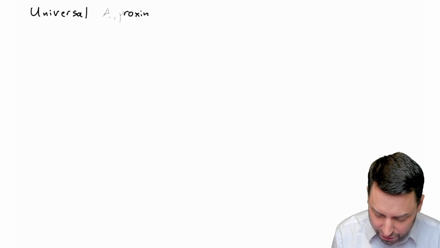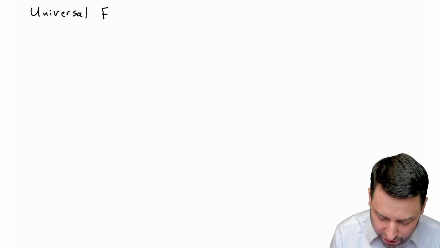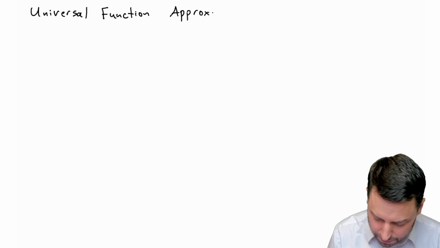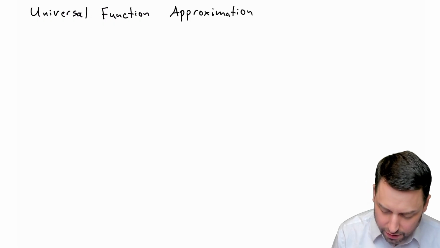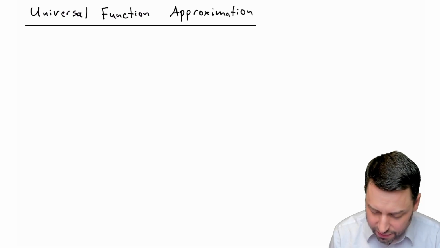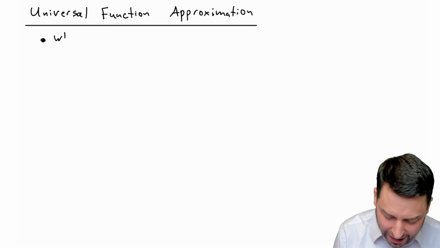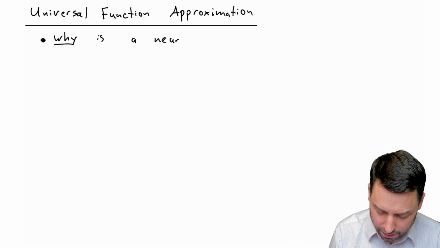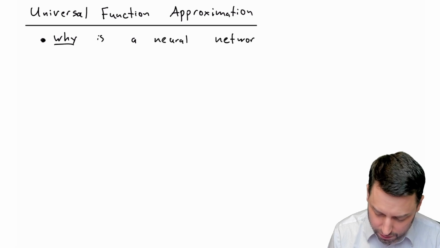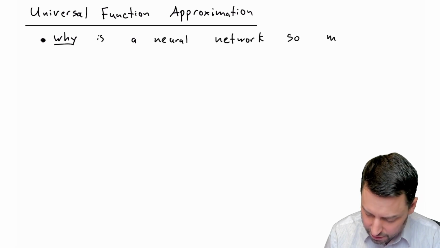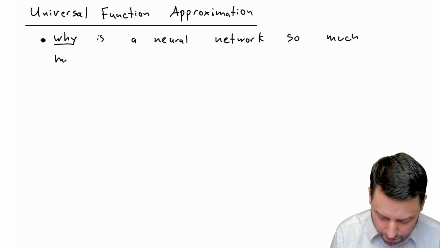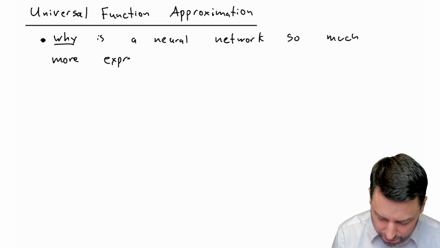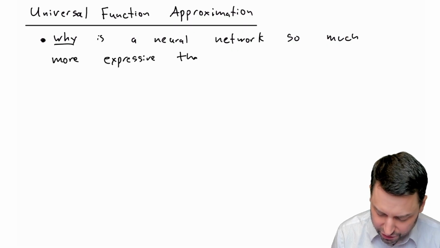Actually, you know what? I'm not even going to call it a theorem. I'm just going to call this universal function approximation. And the point I want to convey right now is, in some sense, why is a neural network so much more expressive than a linear function?